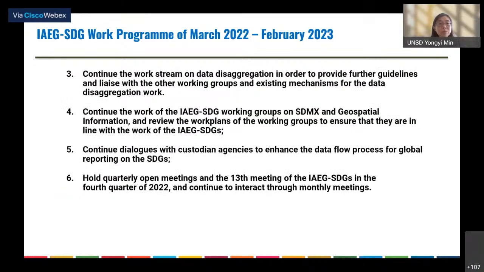Next slide. The IAEG will continue its work stream on data disaggregation to provide further guidelines, and will work together with other working groups, organizations and existing mechanisms on data disaggregation. The IAEG will continue the work of the working group on SDMX and geospatial information, and will review the work plan of the working group to ensure that it is in line with the work of the IAEG-SDG. The IAEG will continue dialogue with the custodian agencies to enhance the data flow process for global reporting on the SDGs and on capacity building.